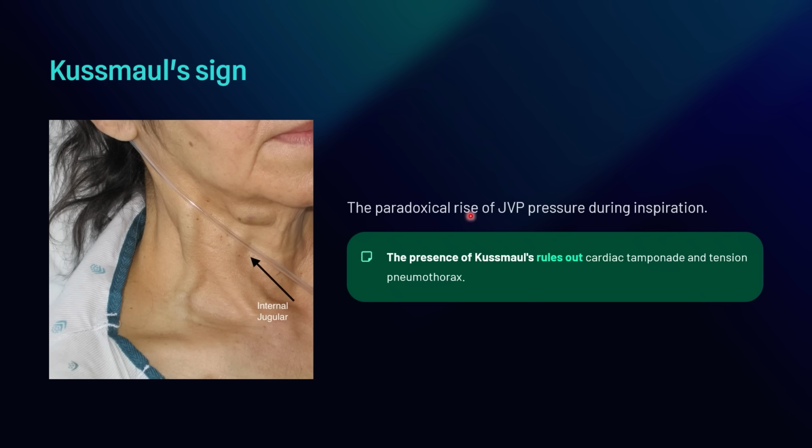RV infarction: remember, in the context of an inferior wall STEMI, the presence of JVD and usually clear lungs raises the possibility of acute RV infarction, acute RV failure. Stat echo. Remember, if they are hypotensive, give fluids and avoid nitrates and diuretics and anything that can decrease the preload.